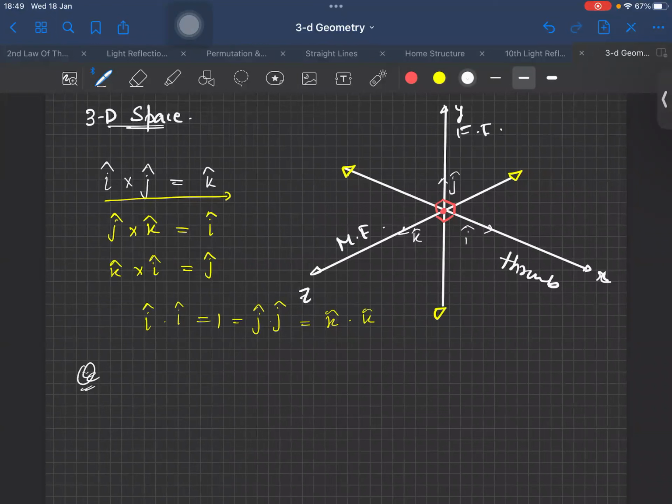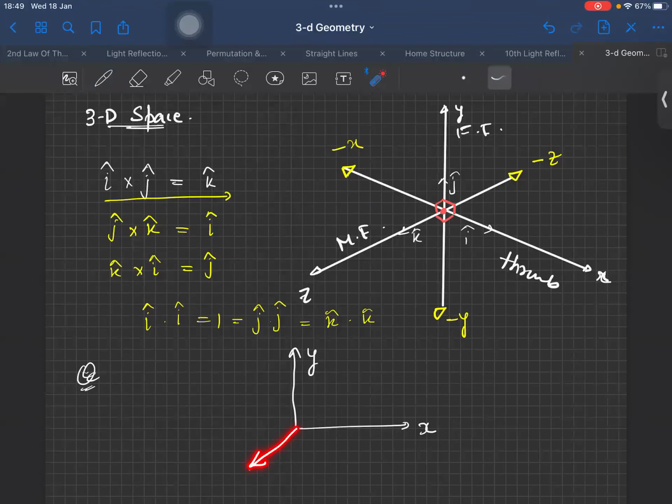See, suppose this. So if this is your y and this is x, what direction is the third one? Like this is negative z, this is negative y, this is your negative x. So which one, z, this arrow represent what? Which direction? Will this be positive or negative z?